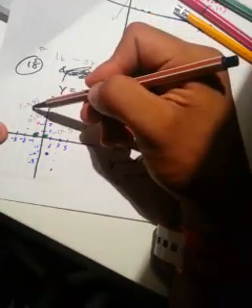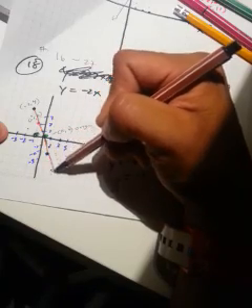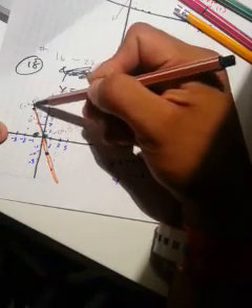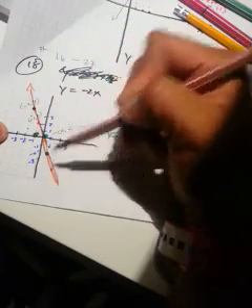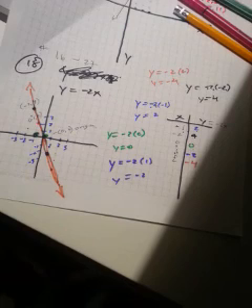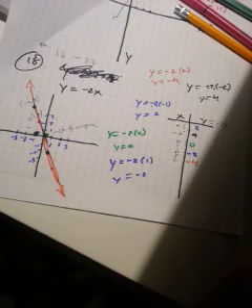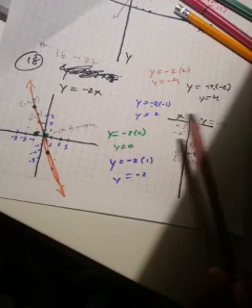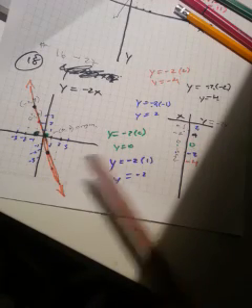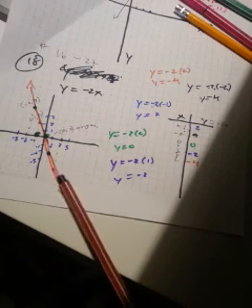So now, as you can see here, these points, when you connect them, sorry for the messiness, but they actually form a straight line. Okay, so the directions said to make a table of solutions and graph each equation. Well, here we have a table and we graphed it. So this is what you would do on your paper.